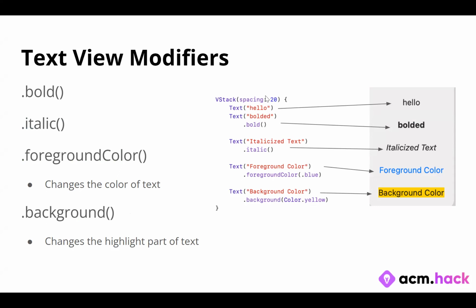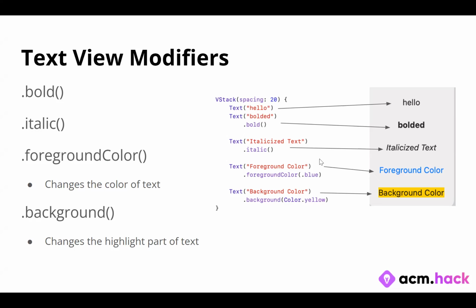So here we have the syntax. Text hello will just create a normal text called hello. If you bold it, it'll bold it. If you make it italic, it'll make the text italicized. And if you have a foreground color, it'll change the color of the text. If you have a background color, then it'll change the highlight of the text.